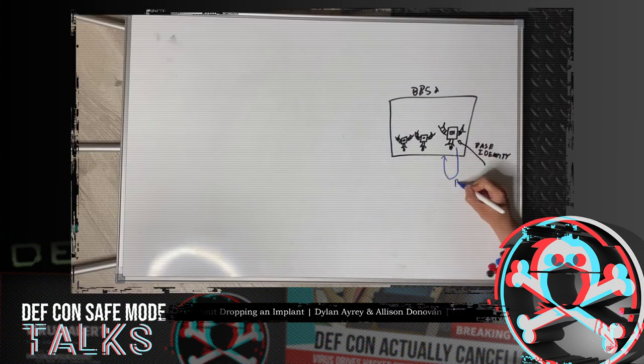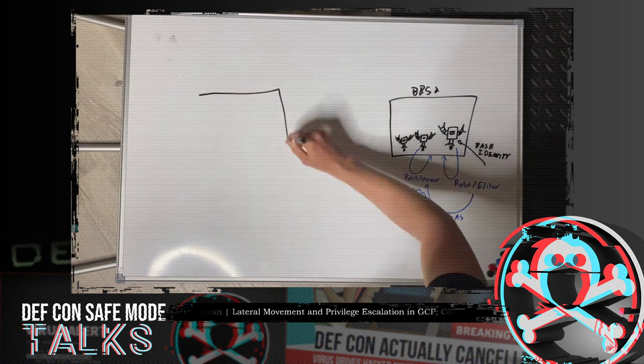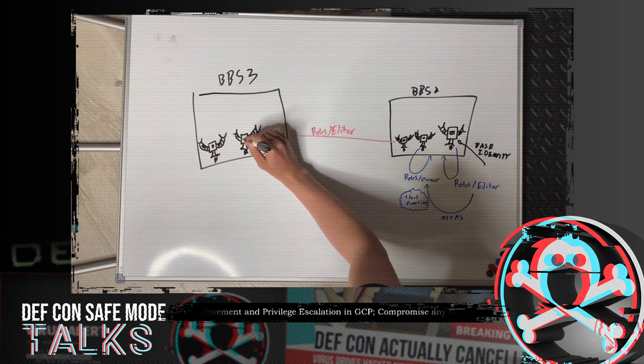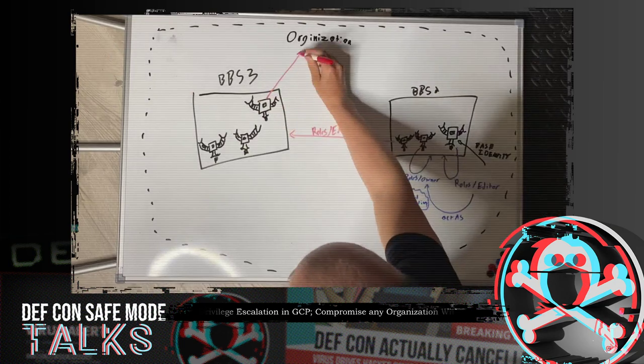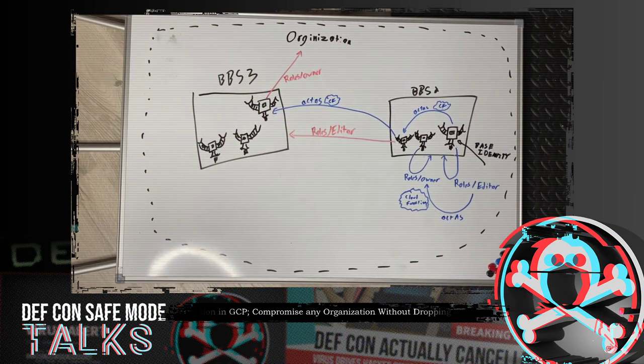So to recap, we started with a base identity in BBS2 that had actAs on the project. We then used that permission to gain access to every service account in this project via cloud functions. One of the service accounts in BBS2 had an owner role, which allowed us to elevate privileges in the BBS2 project. A different service account had a role binding into BBS3. This allowed us to use actAs to take control of all the service accounts in BBS3. One of the service accounts we found in BBS3 had an organizational role binding, and this allowed us to take control of the entire org.